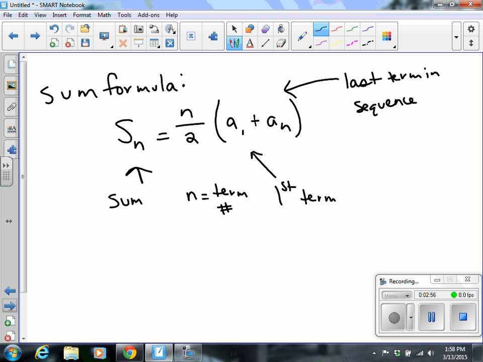Now, something to note. Based on an arithmetic sequence, we know that an has to equal a1 plus n minus 1 times d. This will come in handy, because sometimes you won't know what the last term in the sequence is. Instead, you might have to plug in that last formula for how to figure out your arithmetic sequence. So let's just work with the first one and then we'll get into the second one.